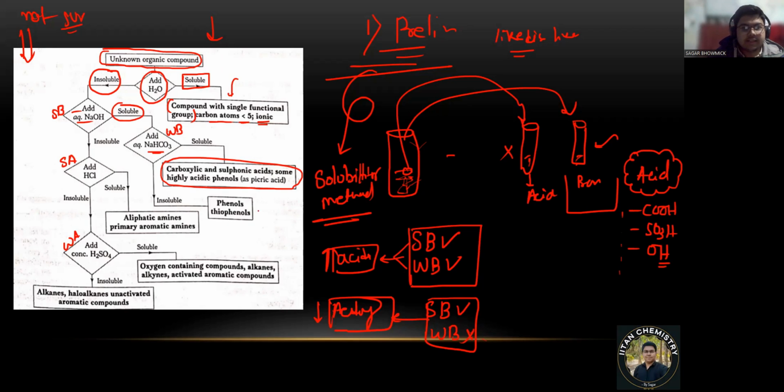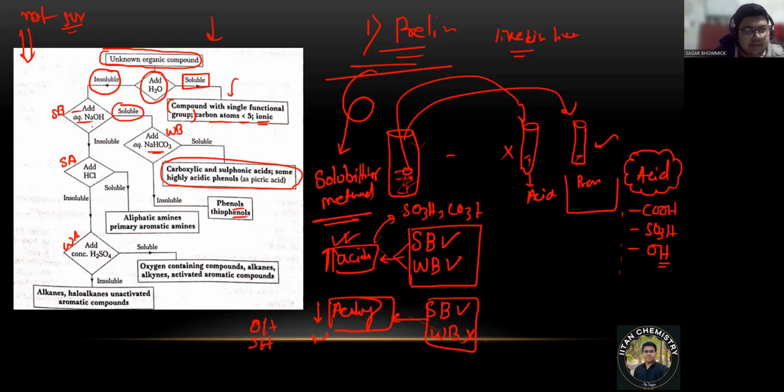Your conclusion is if it is dissolving in both strong base and weak base, then it is very much acidic. If it is dissolving in strong base but not dissolving in weak base, that means acidity is lower. Higher acidity means groups will be SO3H, CO2H. Lower acidity means groups will be OH or SH. Okay, phenols, thiophenols, this type of compounds.